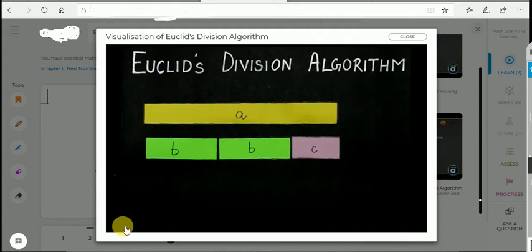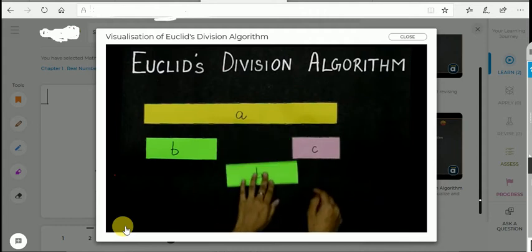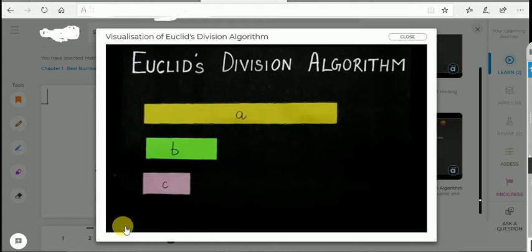If I need to find the highest common factor of B and C, I need to divide B by C now. That means I need to take out C units blocks from B. Now this is my first block, but I can see that there is still some space left. If I try to take out one more C unit block from here, I'll see that it's not possible, and it is also leaving out some remainder. Let's say that this remainder is D. Now I can conclude that definitely C cannot be a factor of B.